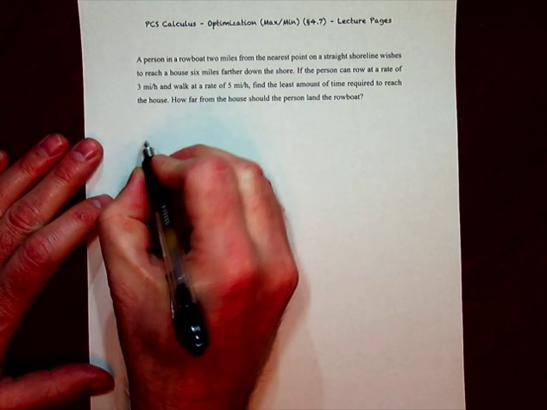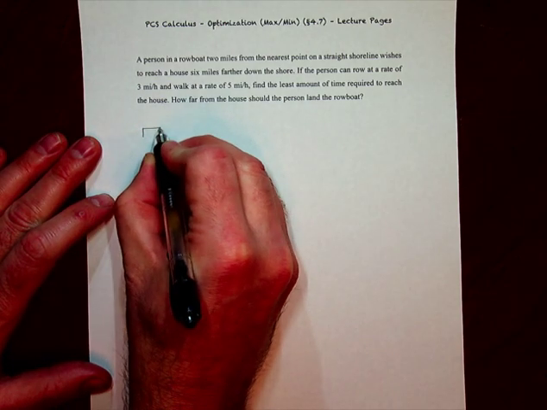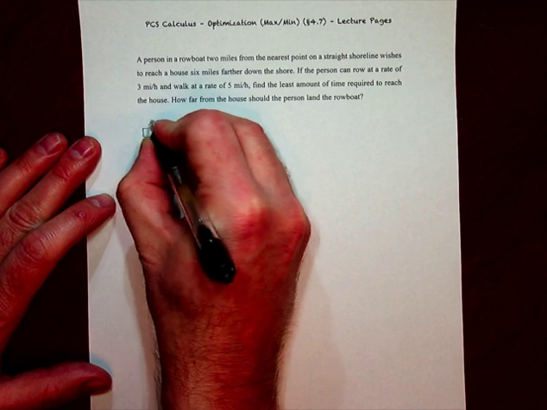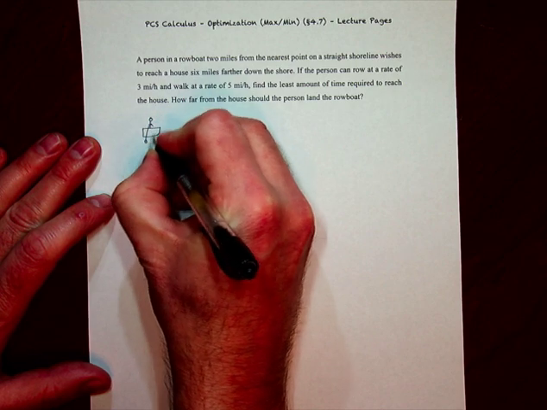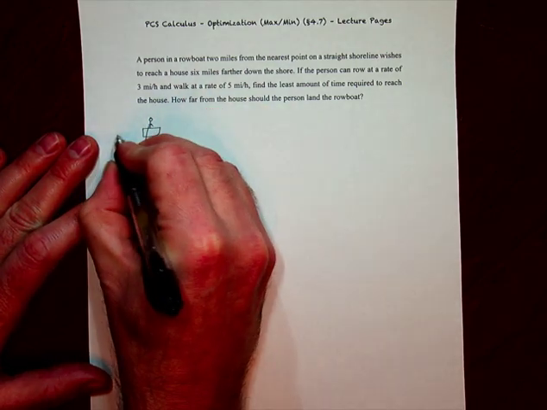It says a person in a rowboat 2 miles from the nearest point on a straight shoreline wishes to reach a house 6 miles farther down the shore. If a person can row at a rate of 3 miles per hour and walk at a rate of 5 miles per hour, find the least amount of time required to reach the house. How far from the house should the person land the rowboat? Okay. Well, there's two questions here, but basically it's just one scenario, and it's not going to take all that much more time to answer two questions than it is to answer one.